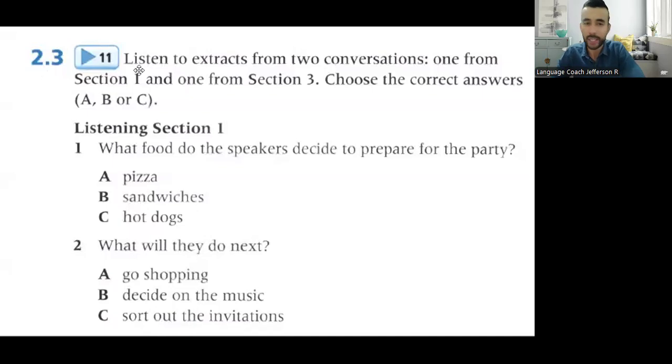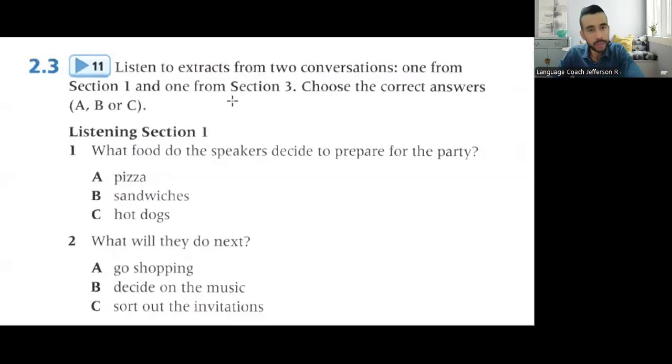Exercise 2.3. You listen to excerpts from 2 conversations, one from section 1 and one from section 3. You choose the correct answers, easy, because you have A, B, or C. For section 1, are you ready to listen?